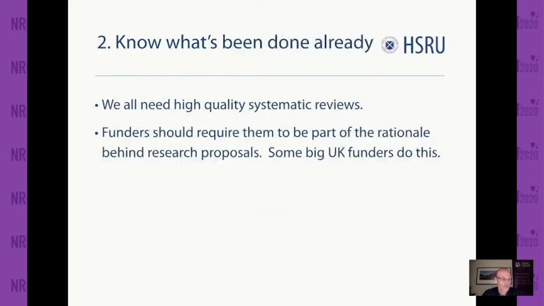Top way of avoiding wasting everybody's time: know what's been done already. I think it was Sharon who mentioned this, systematic reviews. If you are working up any research protocol, particularly a trial, and you have not talked about systematic reviews, you really need to start thinking about them. What does that body of evidence say?